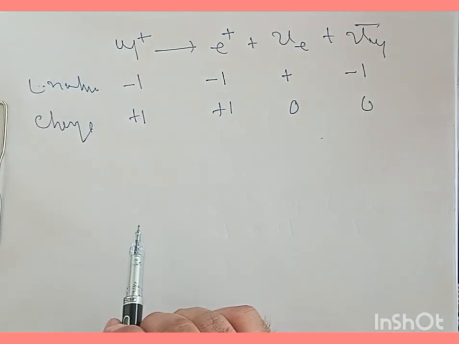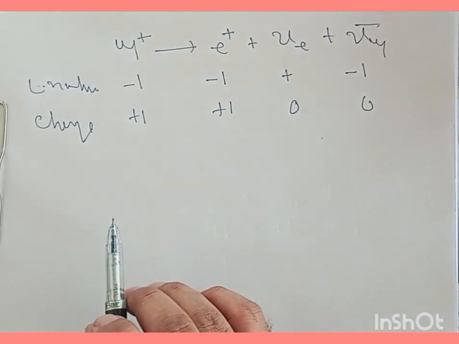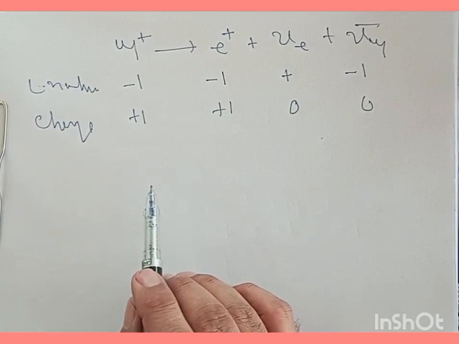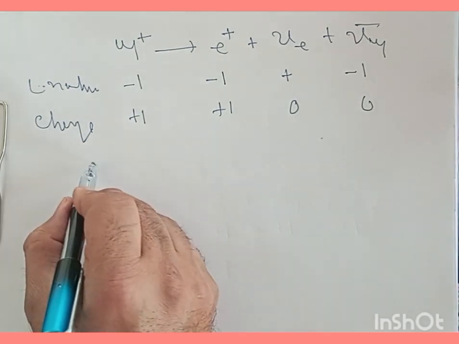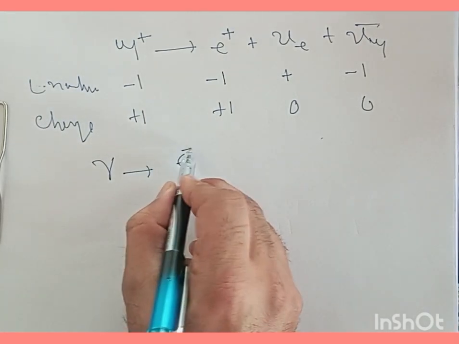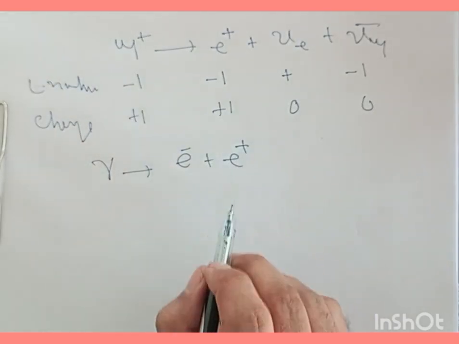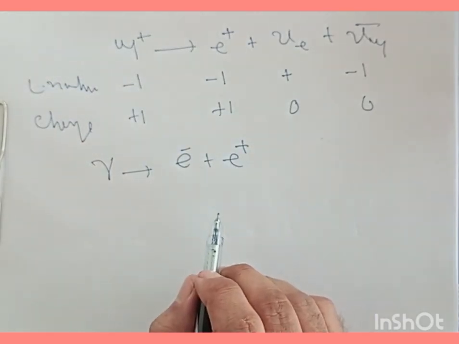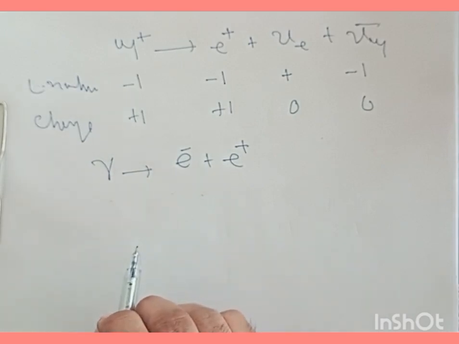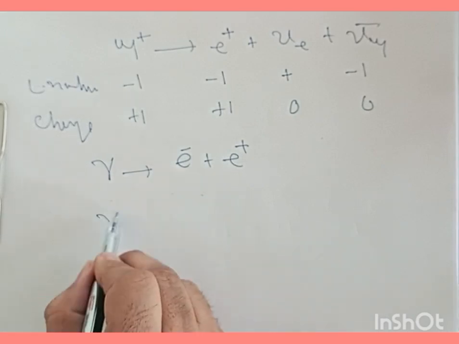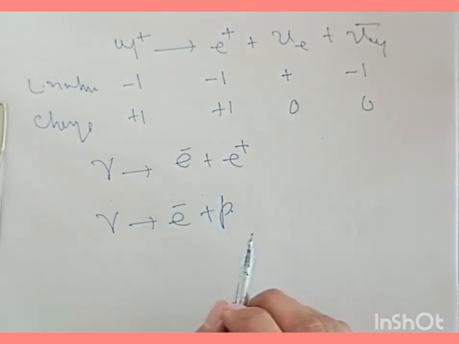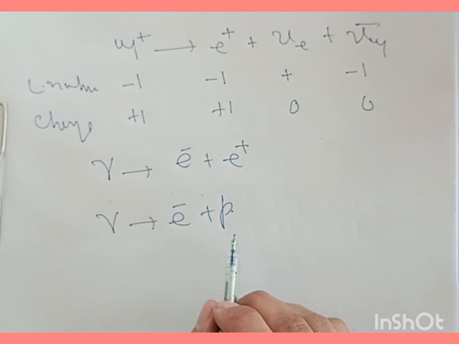Now, what is important here is that it may be noted that a single lepton is never created or annihilated. For example, if I have a gamma ray photon, it gives me an electron and a positron. It's allowed, as the lepton number in this case is conserved. But if I think of a gamma ray photon giving me an electron and a proton, this is not allowed. It's forbidden.